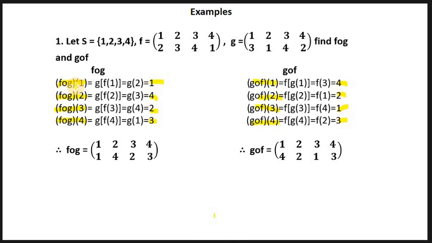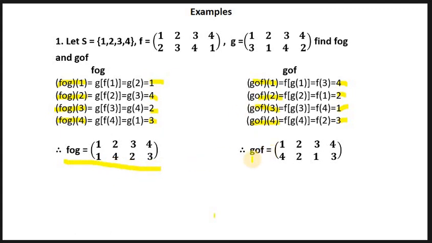Image of first element is 1. So 1, 1. And the second element is 2, so that is 4. And third element is 3, its image is 2. And the fourth element is 4, its image is 3 we have calculated. So f of g is equal to this one.